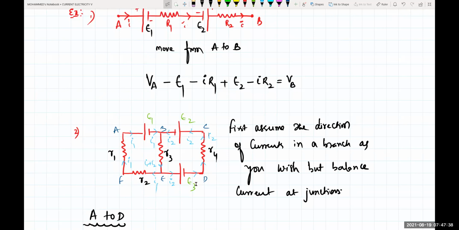A, B, C, D. Very good. Then A, B, E, D. Very good. A, F, E, D. Very good. Why can't we go from A to F, F to E, E to B, B to C, and C to D? Is it possible to go from A to F, F to E, E to B, C to D? Is it possible?